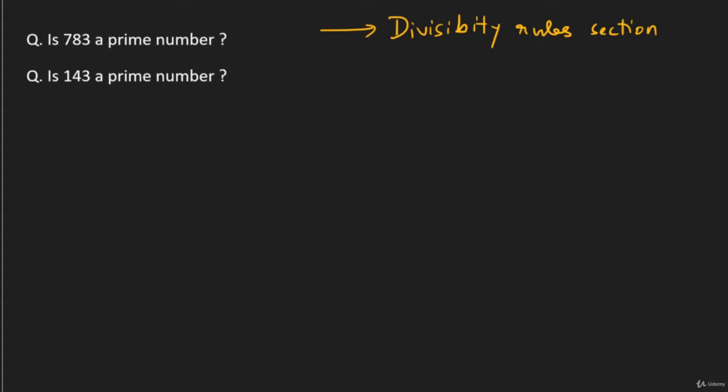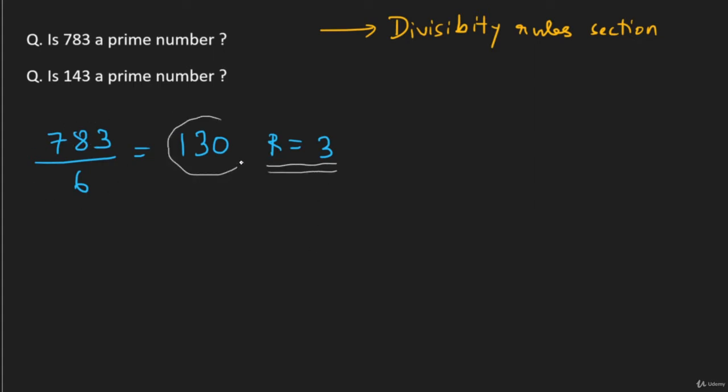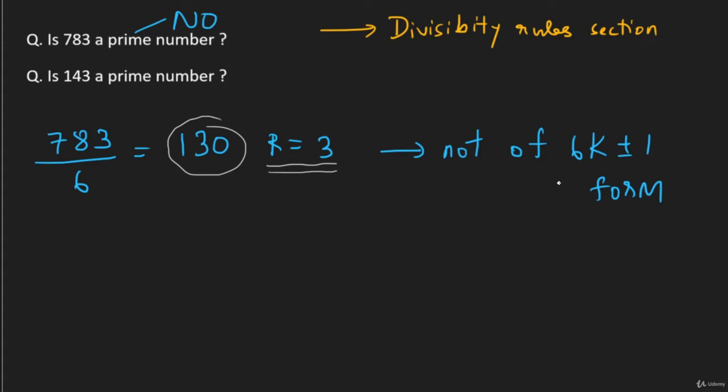Let's take 783. Let me check whether this is of the form 6k plus or minus 1. So 783 divided by 6 gives me a quotient of 130 and I'm left with a remainder of 3, right? If I do this normal division, this is my quotient and I get a remainder 3. Therefore 783 is not of the form 6k plus or minus 1 and hence it's not a prime number.